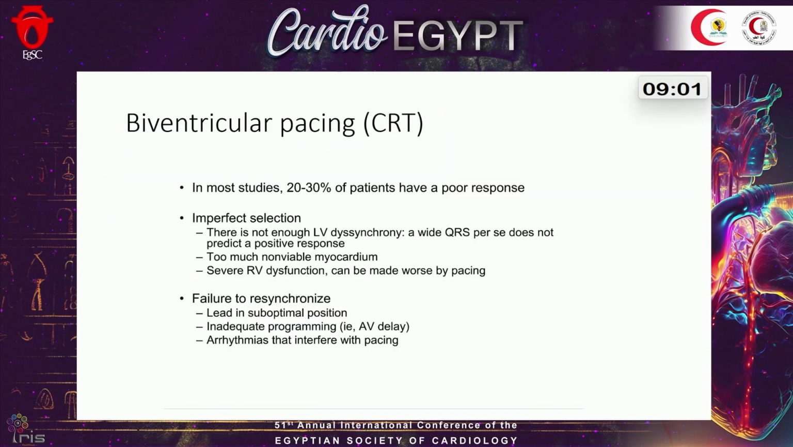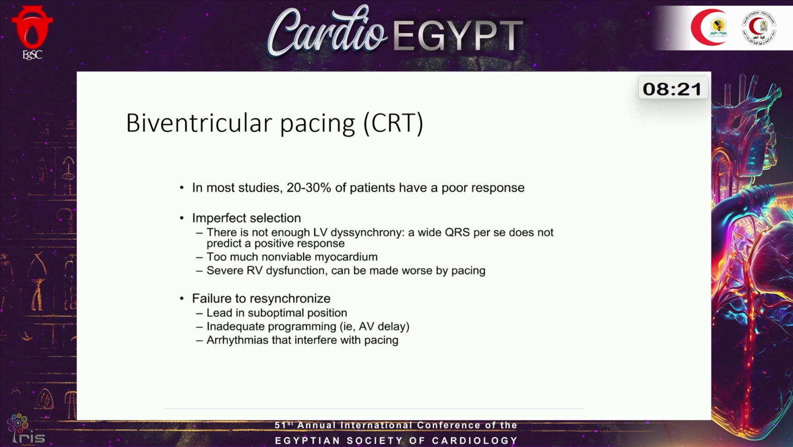But at the same time, in most studies, still one third of these patients are non-responders due to multiple factors, like imperfect selection. As mentioned by Dr. Muhammad Baha, electrical dyssynchrony may not reflect the mechanical dyssynchrony. Unfortunately, there is a subset of patients in whom the wide QRS complex is only a predictor for this dyssynchrony. Also, presence of multiple or large areas of non-viable myocardium and associated severe RV dysfunction and elevated pulmonary hypertension, which may become worse by the RV pacing.